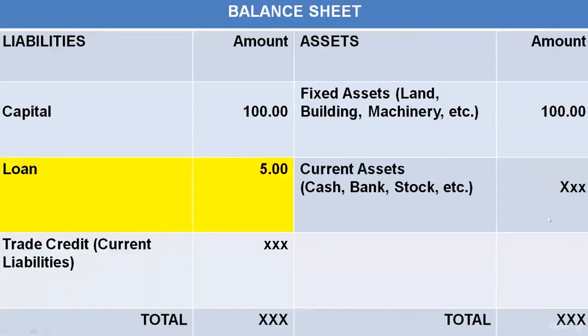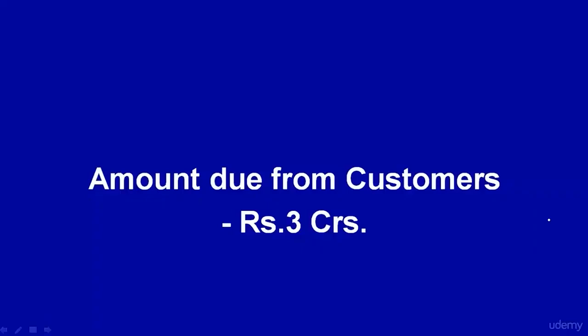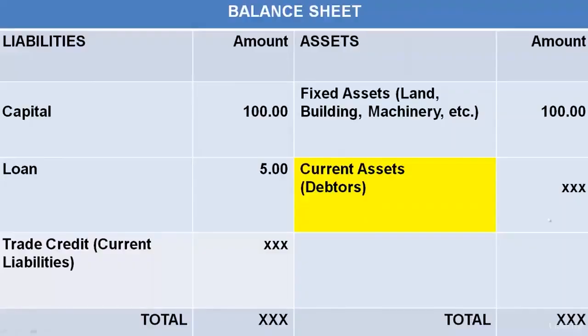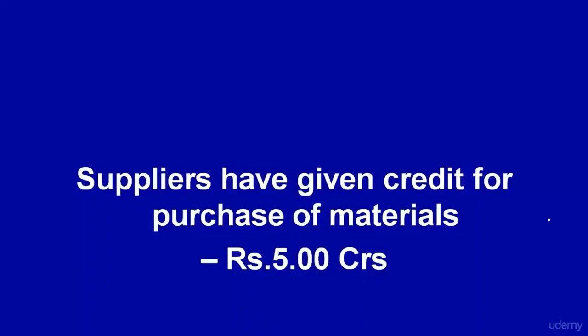Then amount due from customers rupees 3 crore. This is the amount which the organization has to receive, or this is the amount the organization has the right to receive, the ownership. Anything on which you have the right to receive or ownership is an asset. So this will come here in the balance sheet asset side as debtors. Anything which is due, which you have to receive, is a debtor, and it will appear here, debtors 3 crore.